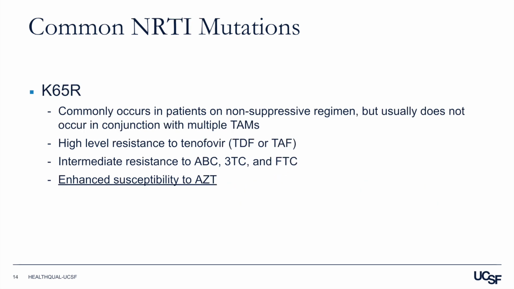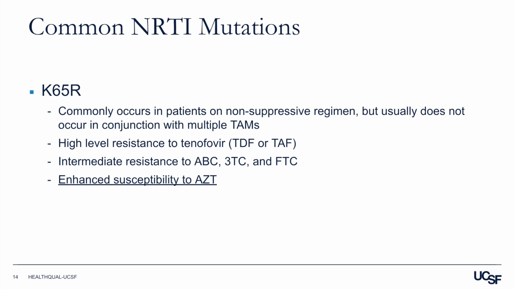Moving on to the K65R, this is another NRTI mutation that commonly occurs in patients who are on a non-suppressive regimen. So perhaps patients that were on regimens that only included NRTIs and didn't have a partner drug. Usually if patients have TAMs, which again, we didn't talk about today, but a different type of NRTI mutation, they don't also have the K65R, they don't come hand in hand. In contrast, we very regularly see the M184I or V plus the K65R.